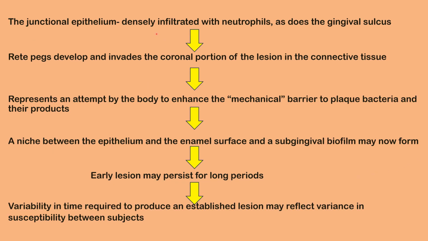Once the junctional epithelium and the gingival sulcus are densely infiltrated with neutrophils or PMNs, we can see rete peg formation which invades the coronal portion of the lesion in the connective tissue. This represents an attempt by the body to enhance the mechanical barrier to the plaque bacteria and their products. We can see a niche between the epithelium, enamel surface and subgingival biofilm. Now the early lesion may persist for a longer period or it can develop into an established lesion depending on the susceptibility of the subject.